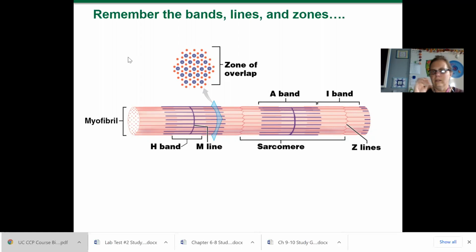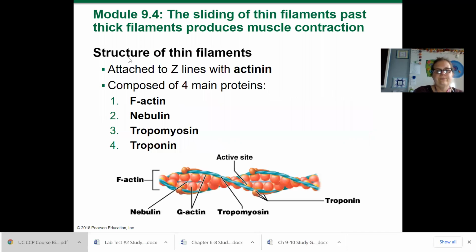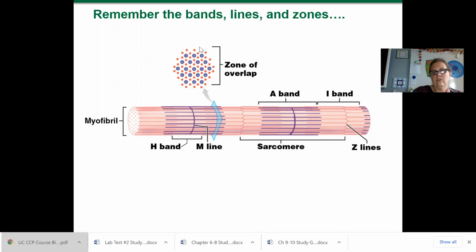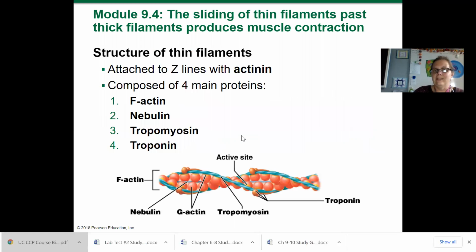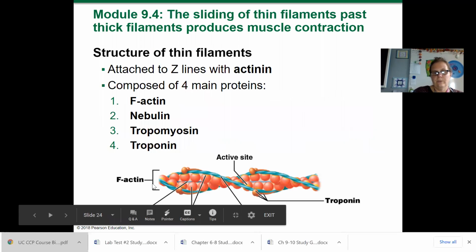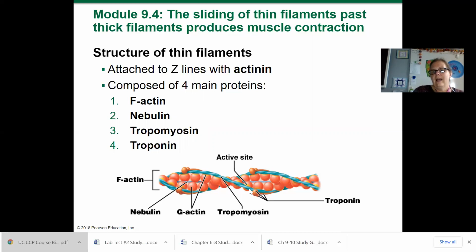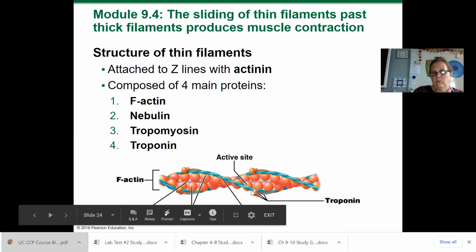So we're going to talk about what is a thick and thin filament. What are they made of? The thin filaments are attached to the Z lines. So if we look right here at the Z lines, it actually looks like a Z, with actinin. And they're composed of 4 main proteins. So if you look over here, the F-actin, if you look at this bracket here, is going to be the double strand of these red spheres, which is the G-actin. And then you can see the tropomyosin, which are these rope-like cords, and the troponin, which is sitting right here.